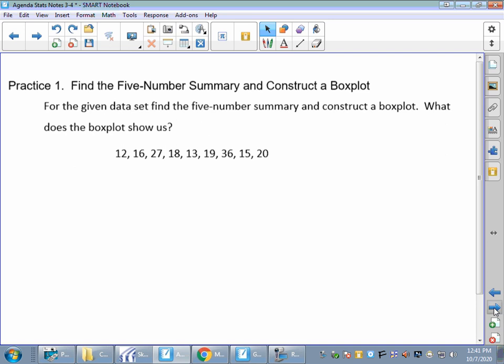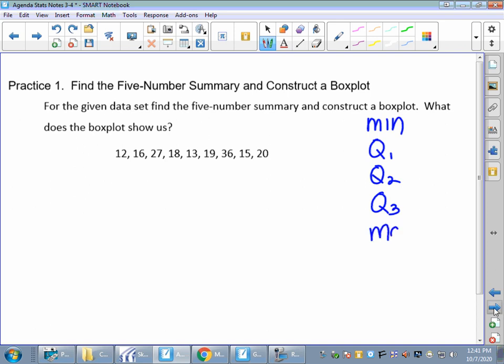And I did not put my data in order. Remember, that's what we have to do in order to find our 5-number summary, well, our Q1, 2, and 3. So I'm going to jot down my min, Q1, Q2, Q3, and max. So let's put this data in order to start. It's close, but not quite.